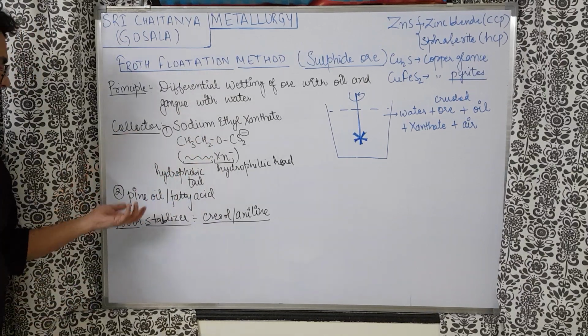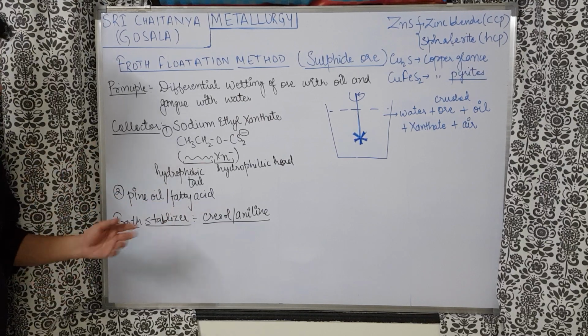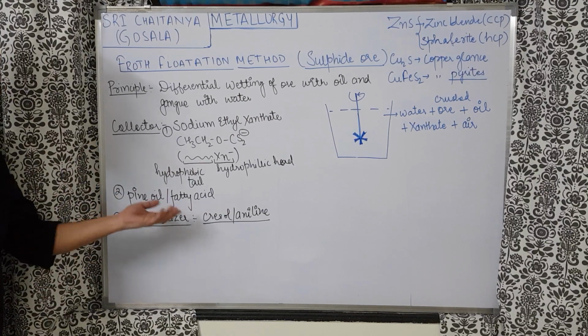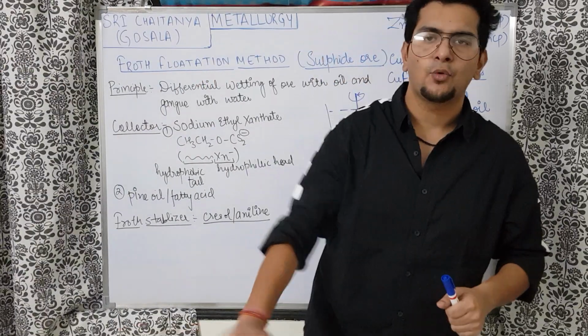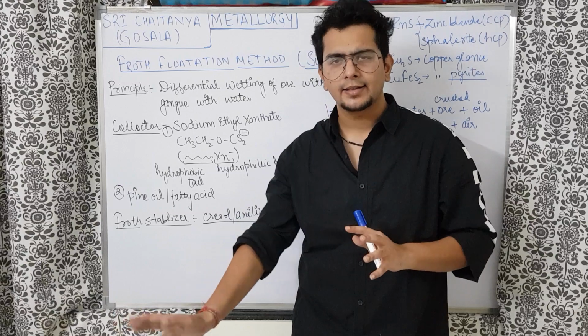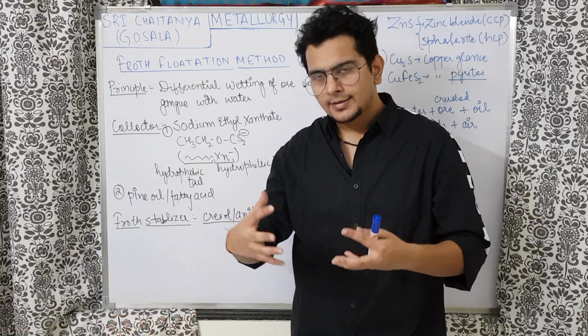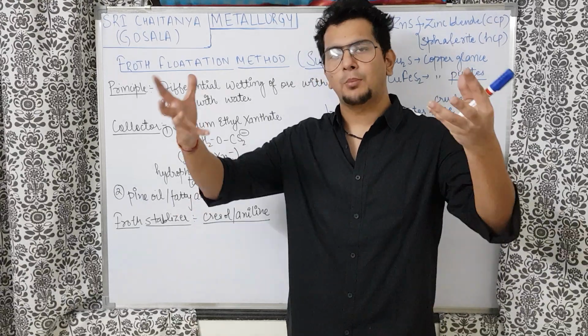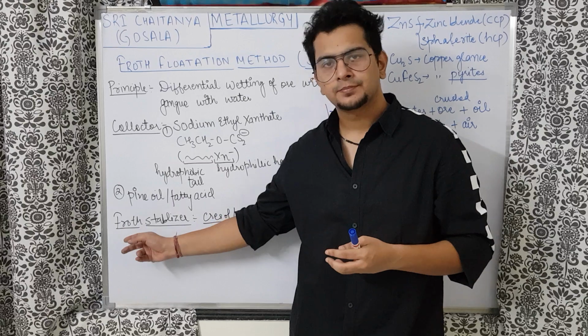The second part in the collector is pine oil or fatty acid. Apart from that, we have froth stabilizers that are cresol or aniline. Now, what is a froth? If you stir water a lot with your hand itself, let's say add some detergent there and stir with your hand, a group of bubbles will be formed on the surface. That group of bubbles is called froth.